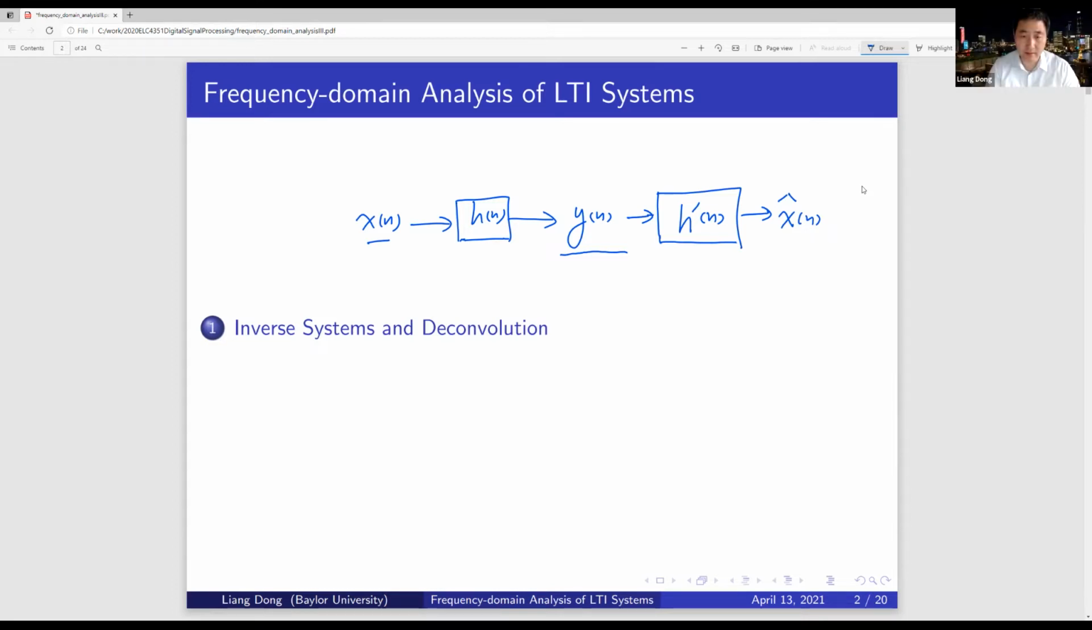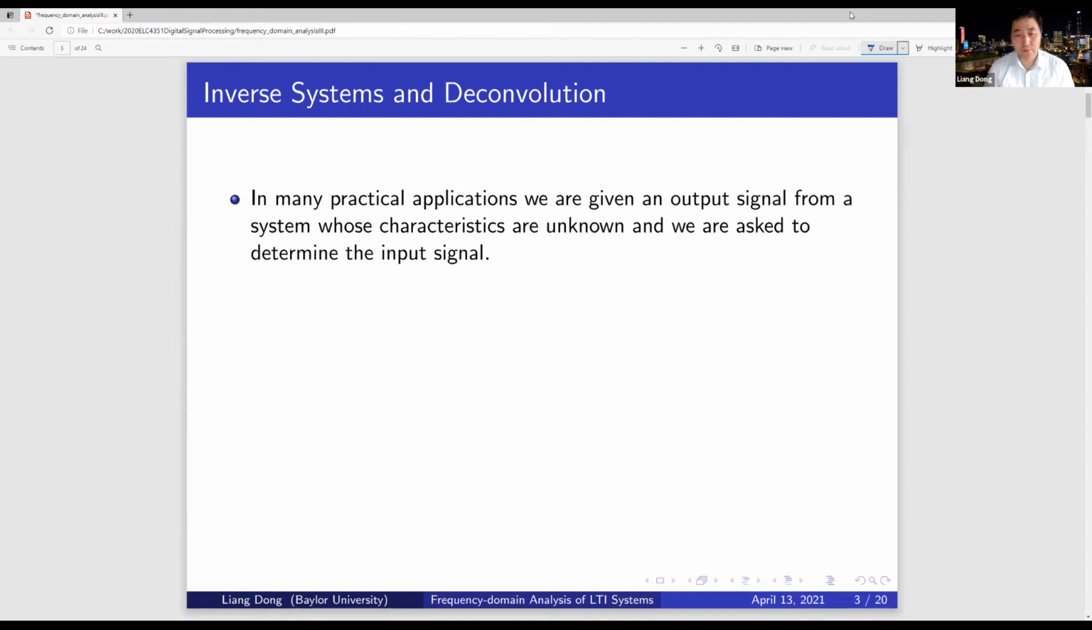We're trying to find X, where Y equals X convolved with H. We have Y, and if we know some H, we want to deconvolve and find the original signal X. In many practical applications, we are given an output signal from a system whose characteristics are unknown, and we are asked to determine the input signal. The input signal is not known, it's not observable directly.